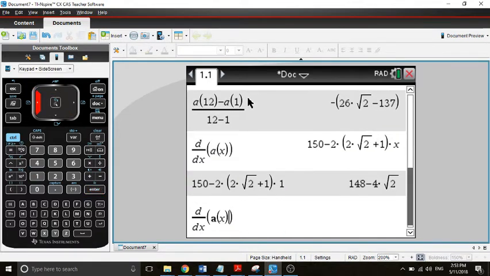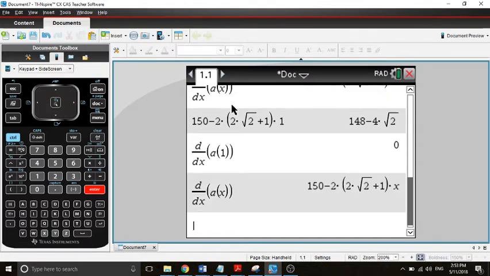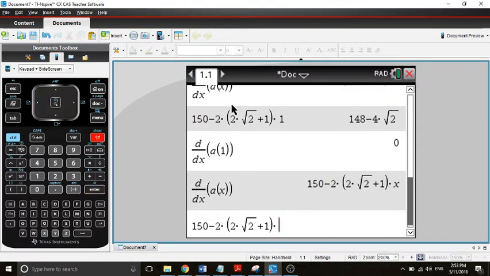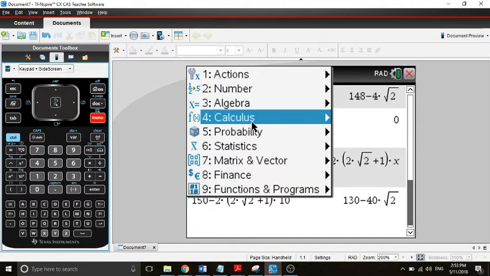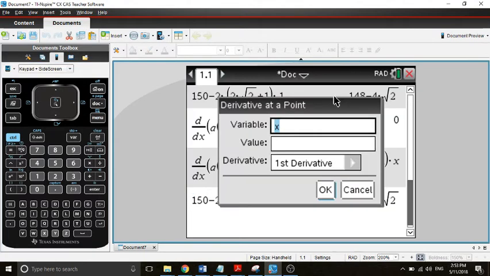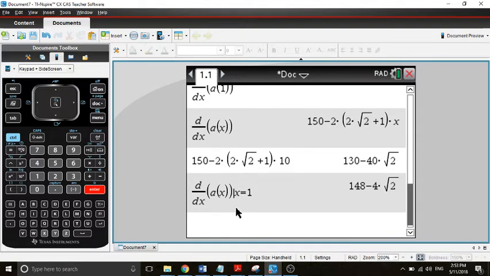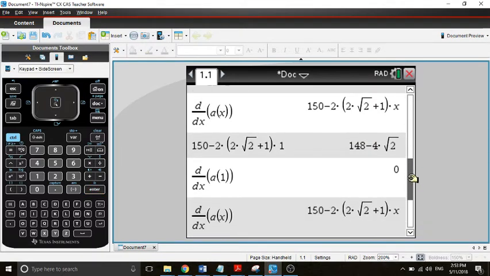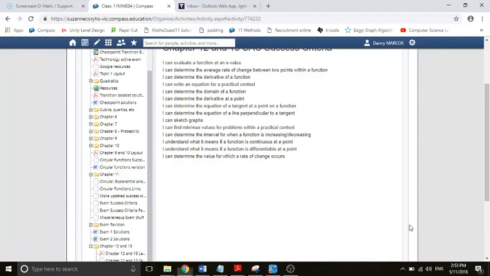We should be able to go here and choose our value here. Oh, it didn't work, because it's taking A as 1 first. So what we could do is find our derivative, then substitute x for whatever we want. Say we're looking at the derivative when x equals 10, we end up with that. We can also go to menu, calculus, derivative at a point, use x of 1, and type in A of x. We end up with what we had before. So that's how to find the derivative at a point.